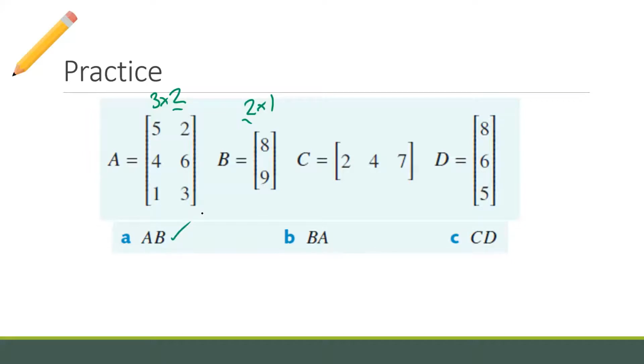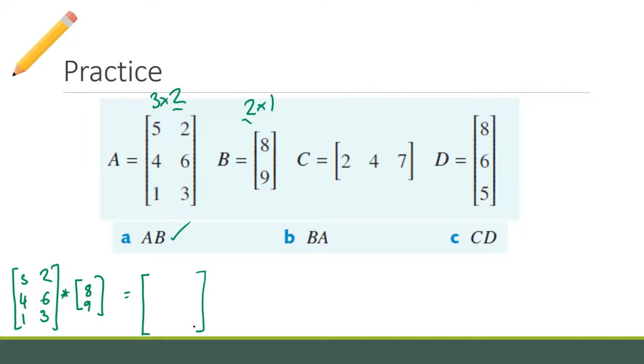Now it's time to actually do it. The resultant matrix, by the way, is going to be a 3x1 matrix. So let's write this down here. A is 5, 2, 4, 6, 1, 3, and B is 8, 9. The resultant matrix is going to be a 3x1, and I'm actually going to make it wider than usual. You're going to see why in a sec.